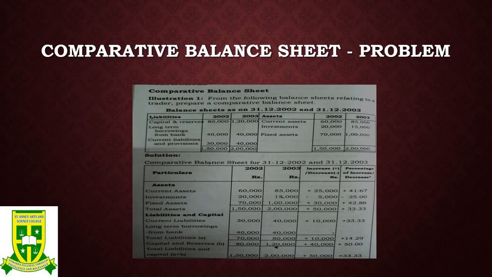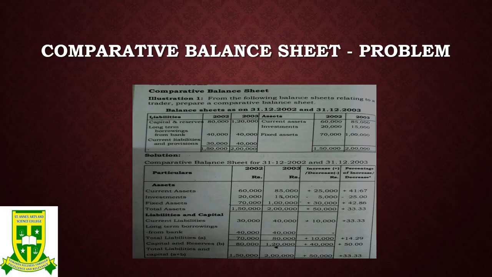Next one is investments. Under investments, in 2002 the amount is 20,000 and in 2003 the amount is 15,000. So we can see the amount has decreased in 2003, so minus 5,000. Again, while calculating the percentage, 5,000 divided by 20,000, you will get the value of minus 25. And the next one is fixed assets. The first year value is 70,000 and the second year value is 1 lakh.